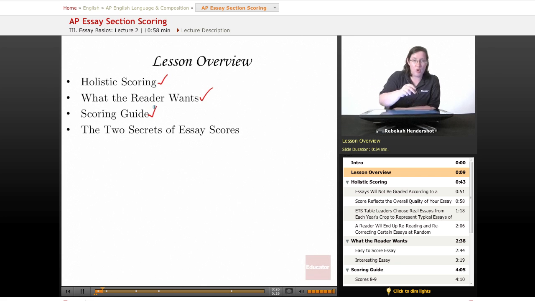Then we're going to do the scoring guide. We're going to go through each score on the test and break down what it means and how to get that score. Of course, you'll want the higher scores, but you'll also want to avoid the lower scores. And finally, we're going to look at the 2 secrets of essay scores. 2 things you need to remember if you want a good score on your essay.